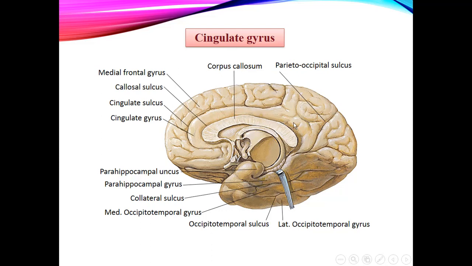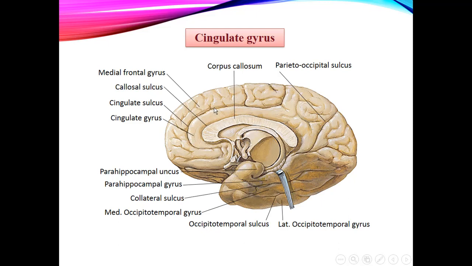Here is the cingulate gyrus, another part of the limbic lobe, and as you see, the cingulate gyrus is a long gyrus in close relation with the corpus callosum, and these 2 structures, the corpus callosum and the cingulate gyrus, are separated by the callosal sulcus. This sulcus between the corpus callosum and cingulate gyrus is the callosal sulcus, or the sulcus of the corpus callosum.